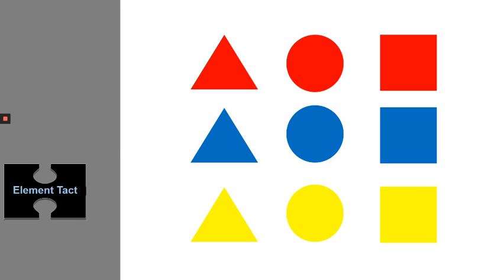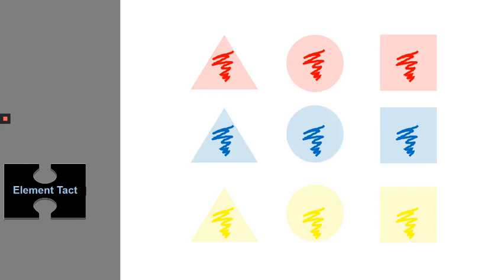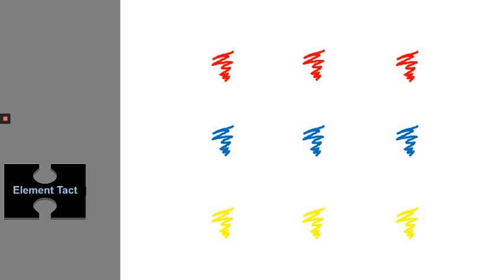If these are our stimuli, we need Jimmy to be able to label red, blue, and yellow, and triangle, circle, and square.